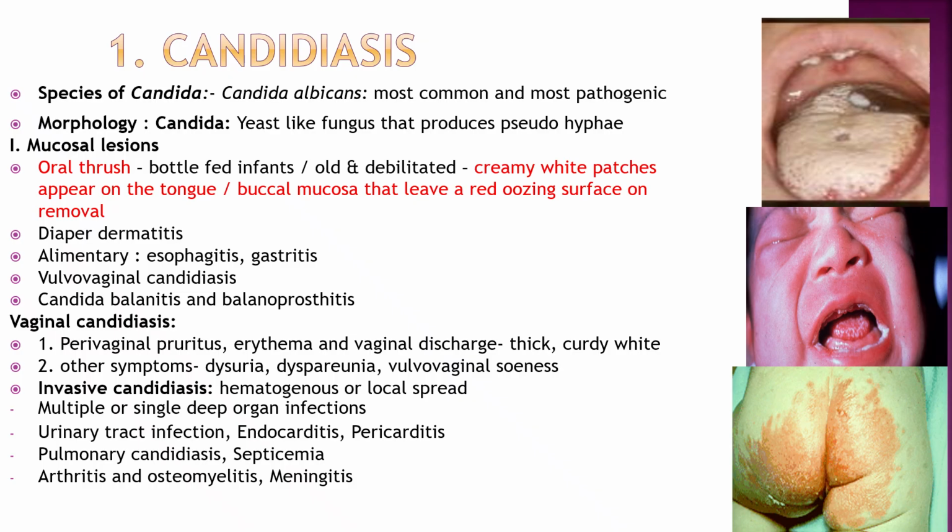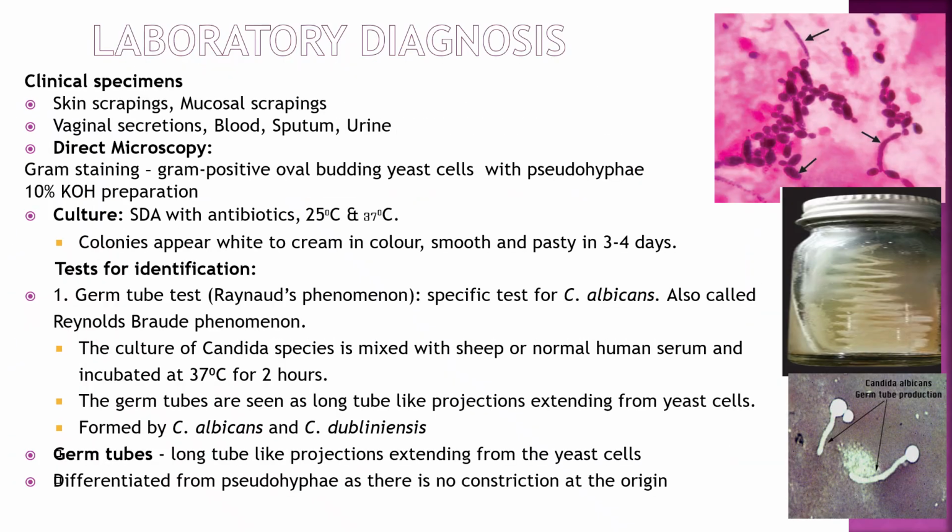Invasive candidiasis: hematogenous or local spread, multiple or single deep organ infections, urinary tract infection, endocarditis, pericarditis, pulmonary candidiasis, septicemia, arthritis, osteomyelitis, meningitis. Laboratory diagnosis of candidiasis: specimens are skin scraping, mucosal scraping, vaginal secretion, blood, sputum, urine. Direct microscopy: Gram staining shows gram positive oval budding cells with pseudohyphae, and 10% KOH preparation.